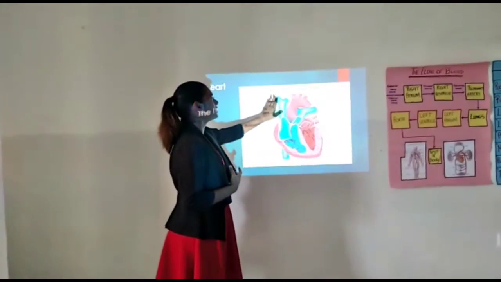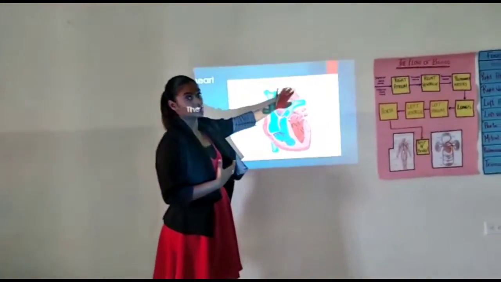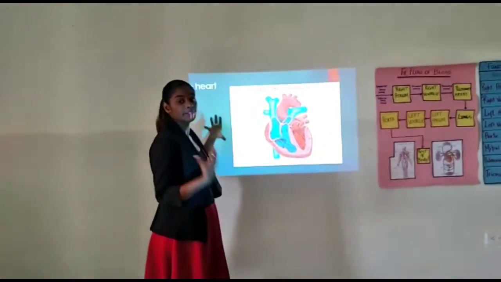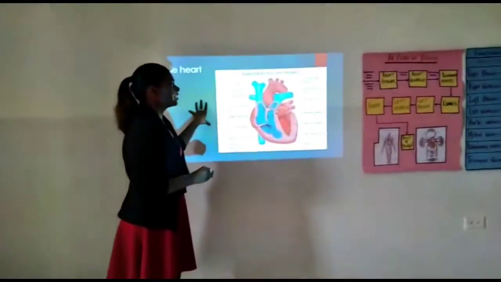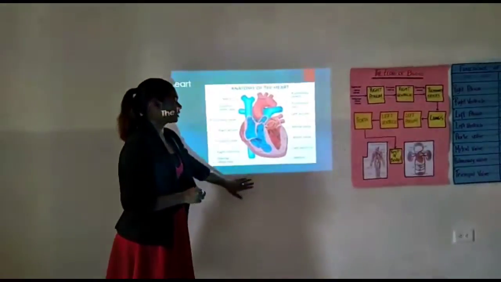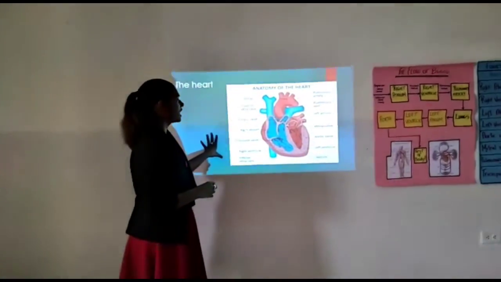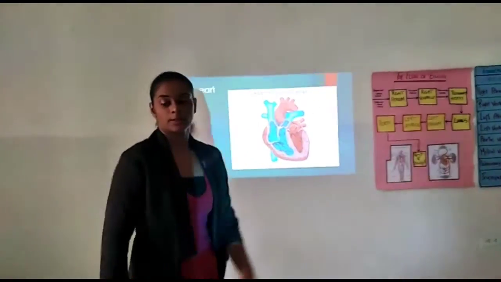So here we have the words "Anatomy of the Heart," which is the title of this diagram. Now anatomy simply means the structure. So this diagram deals with the structure of the heart and its various parts.